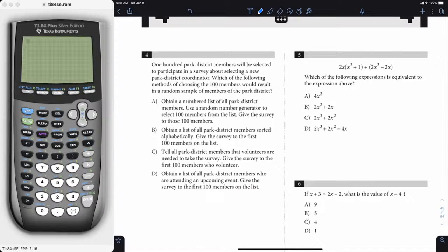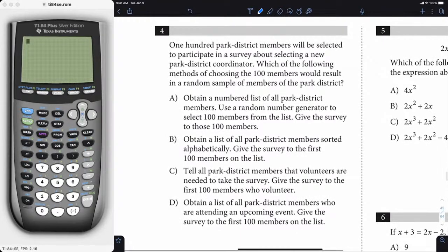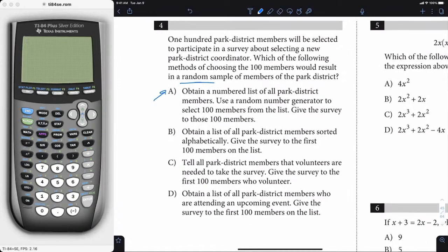100 Park District members will be selected to participate in a survey about selecting a new Park District coordinator. Which of the following methods of choosing the 100 members will result in a random sample of members of the Park District? Okay, biggest word here is random. Obtain a numbered list of all Park District members. Use a random number generator to select 100 members from the list. Give the survey. I like this, right? We're using a random number generator, nothing biased.